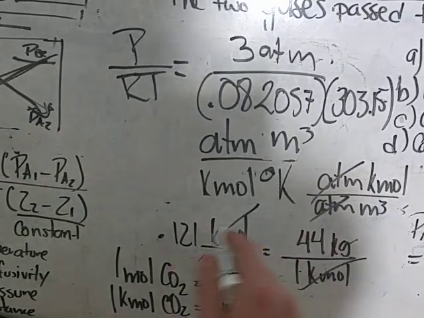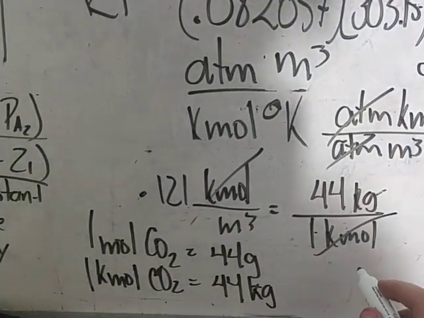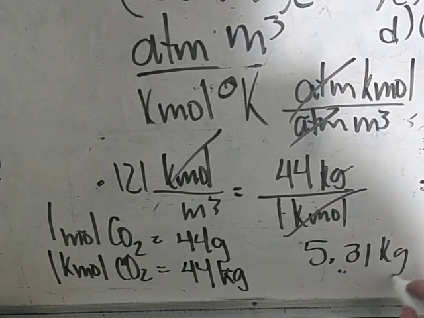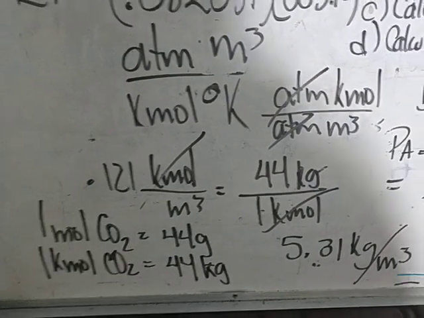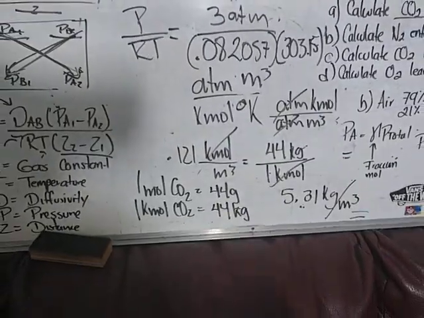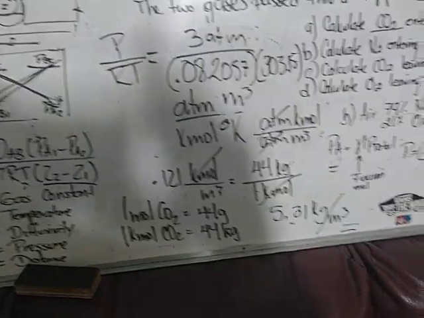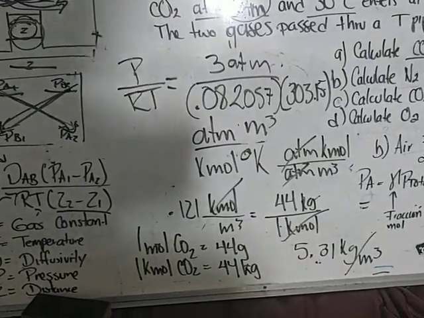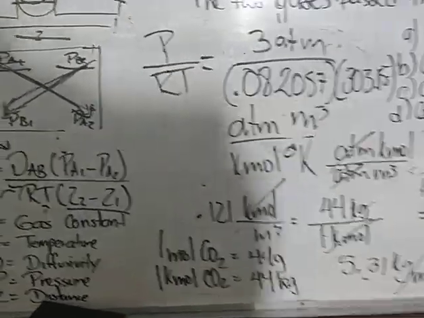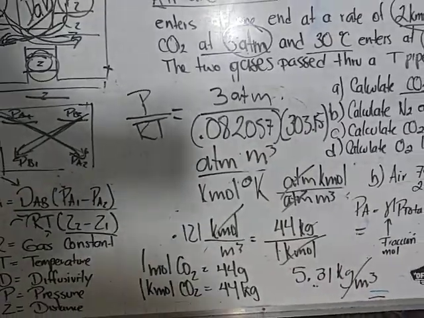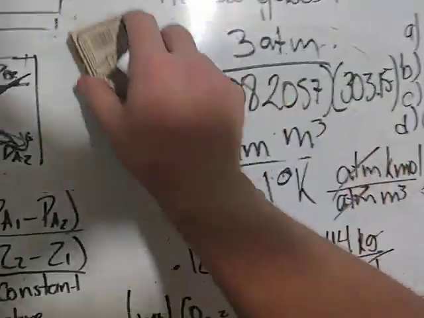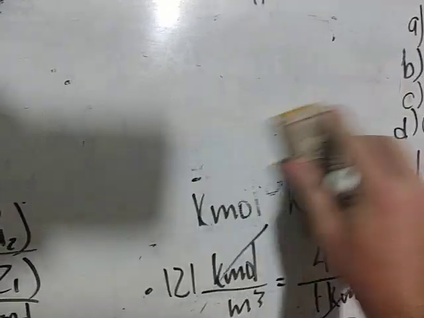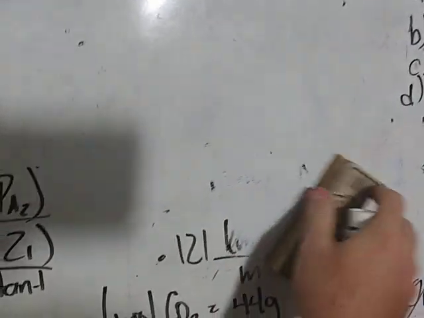If I multiply these two, I'm going to obtain 5.31 kilogram per cubic meter. And that's the first result. That's the amount of the oxide that is entering. Now, let's go with the second part. The second thing that they are asking about is the nitrogen that is entering.